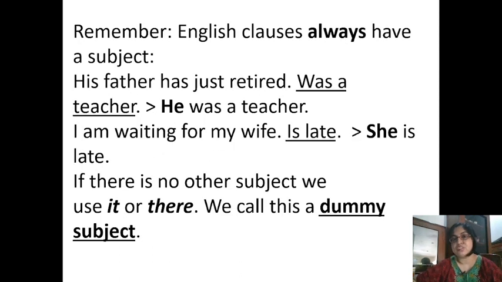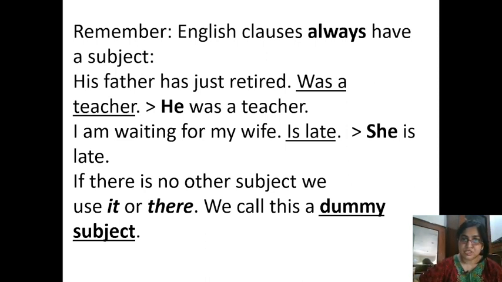So remember, English clauses always have a subject. His father has just retired. He was a teacher. So you see the underlined thing, was a teacher would be a mistake because it does not say a pronoun. So his father has just retired, he was a teacher. Now the idea is complete and now it is with a pronoun, which is why we say that this is now a correct sentence. I am waiting for my wife. She is late. So without a pronoun, the clause would not make the complete sense.